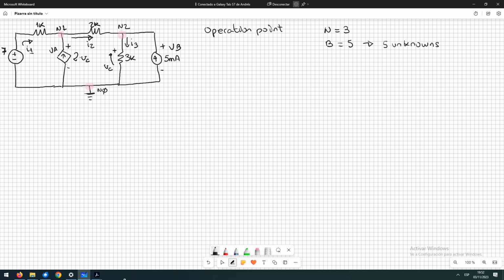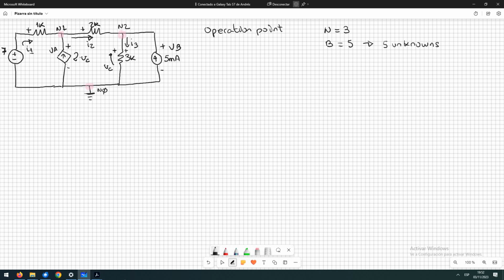Okay, so once I have assigned the direction of the currents, I have to set the polarities of the resistors. Remember that the plus sign is going to be in the terminal of the resistor where the current enters. So we have a plus here, a plus here, and a plus here. So we have all the polarities and all the currents. We can start applying the Kirchhoff laws.